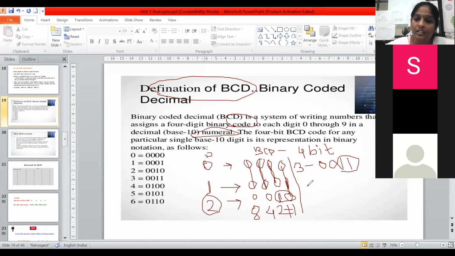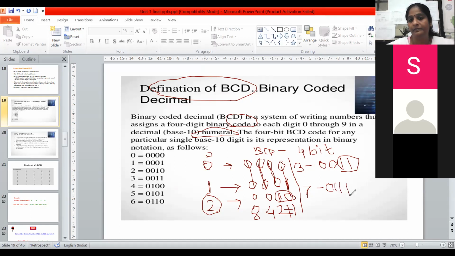Who will tell for 7? 7 is the sum. 0 1 1 1. Yes, very correct. 0, 1, 1, 1. Addition of what? 4 plus 2, 1 plus 1. Very correct. Very good, all of you. 4 plus 2 plus 1, 0, 1, 1, 1.